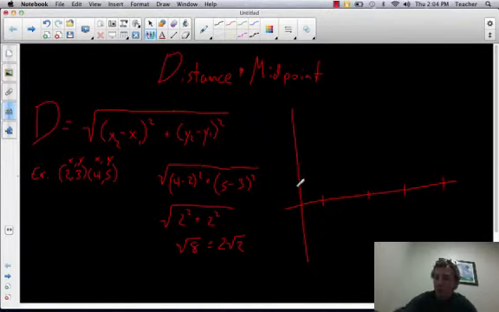Let's get 5 here. Yeah, we need to do 5. 1, 2, 3, 4, 5. Now, the first one is at 2, 3. So we have 2, 1, 2, 3. So we have our point here. And let me change color for you guys. Let's go green.